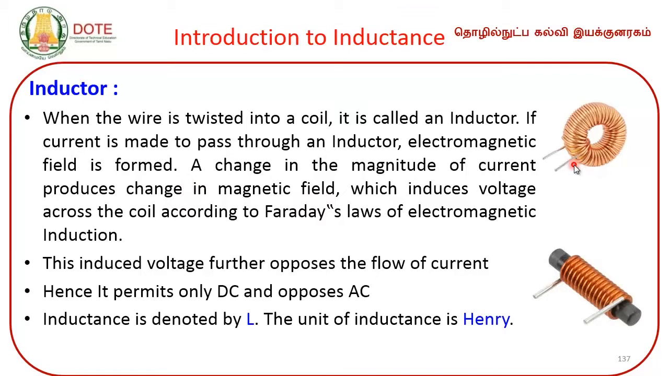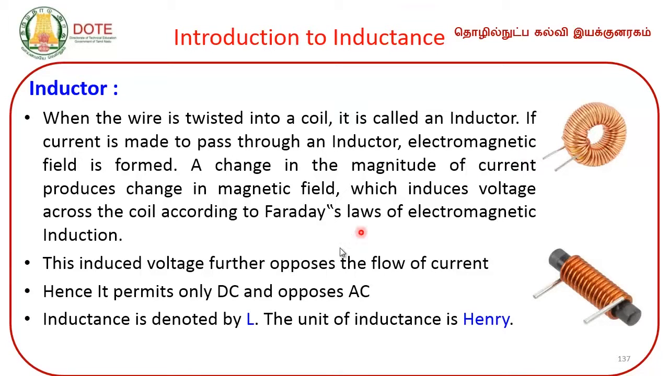So, a conducting wire, if we twist it like this, it is called a coil. When a steady DC current flows through the coil, magnetic flux forms around it. The direction of the magnetic flux can be found by Fleming's right hand rule, right. The flux is directly proportional to the current flowing through the inductor. If more current flows, more flux is produced; if less current flows, less flux. So the magnitude of the flux is directly proportional to the current.